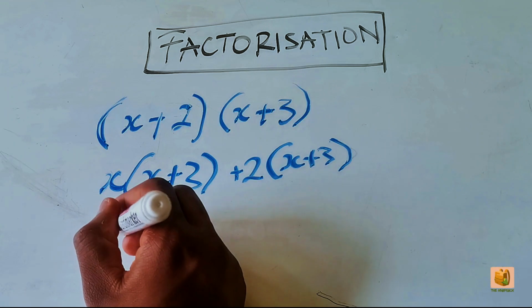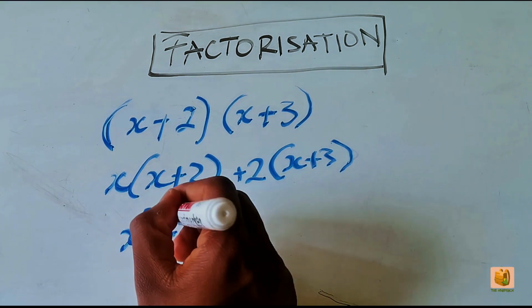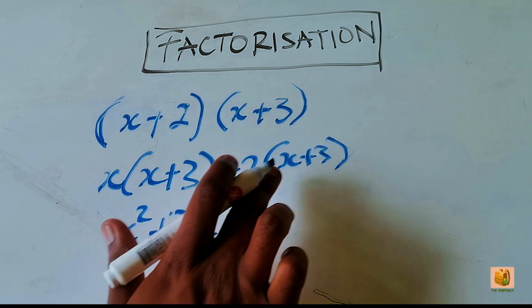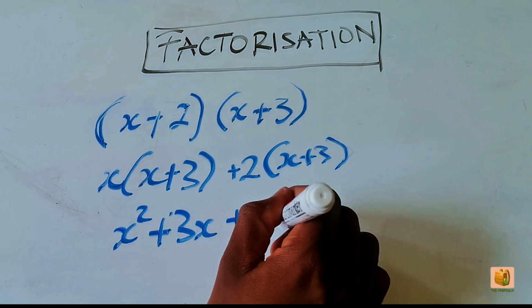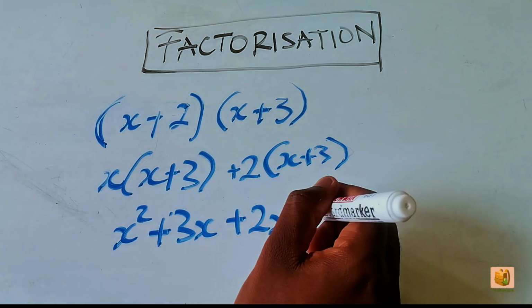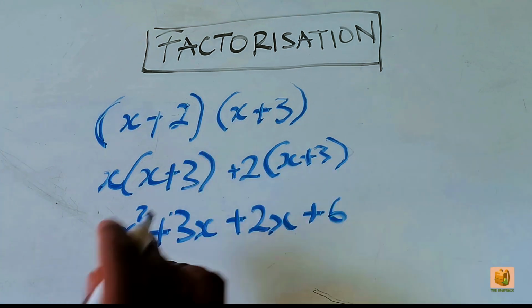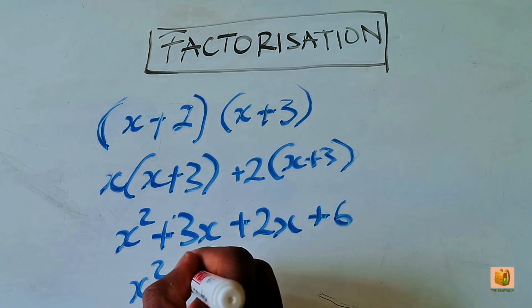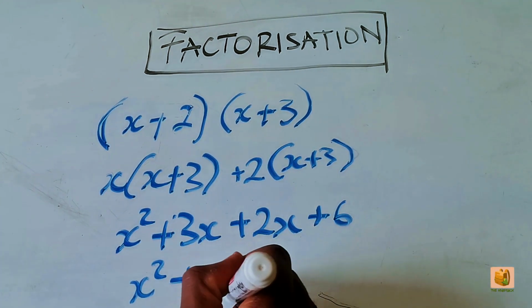Now x squared, x times that is plus 3x, plus 2 times that's going to give me plus 2x, then plus 2 times that's going to give me plus 6. So it's going to give me x squared plus 5x plus 6.